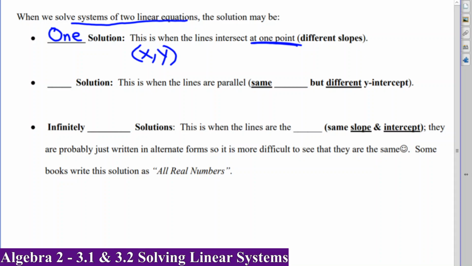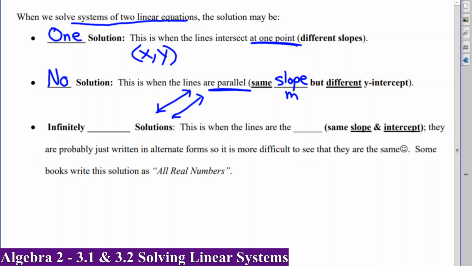We also could have no solution. Okay? And that's going to always occur when lines are parallel. So anytime we have 2 lines that are parallel to one another, they're never going to intersect, which means that they must have the same slope, but they have different y-intercepts.